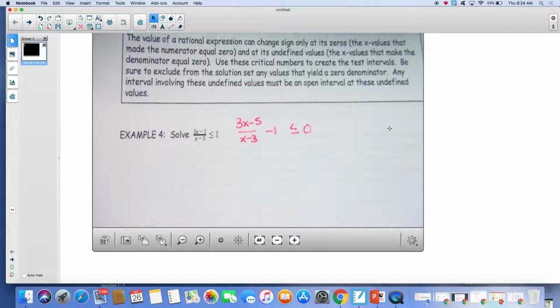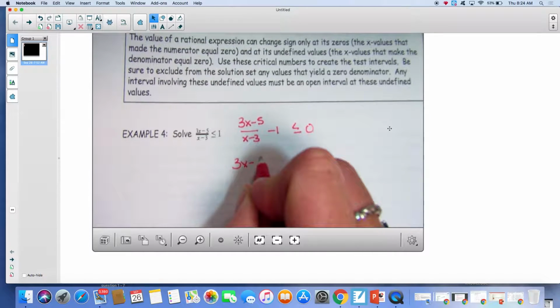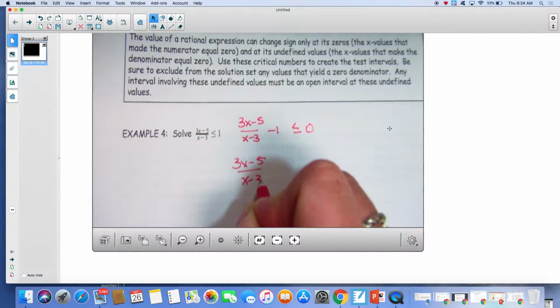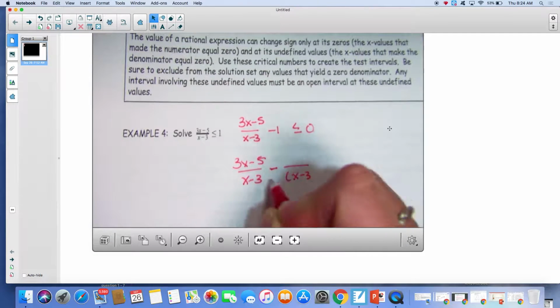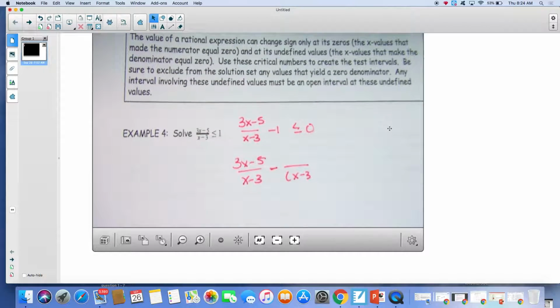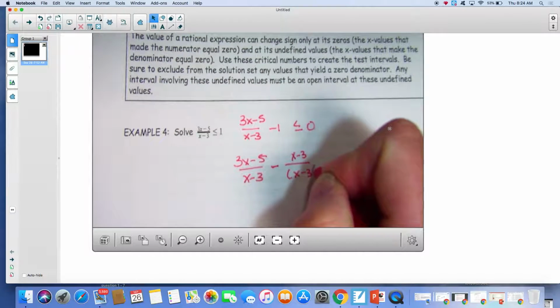Now, we've got to make this one fraction. We have to get a common denominator. What's the common denominator going to be? Well, there's only one denominator here. It's x minus 3. So the other common denominator has to be x minus 3. So I multiply top and bottom by x minus 3.